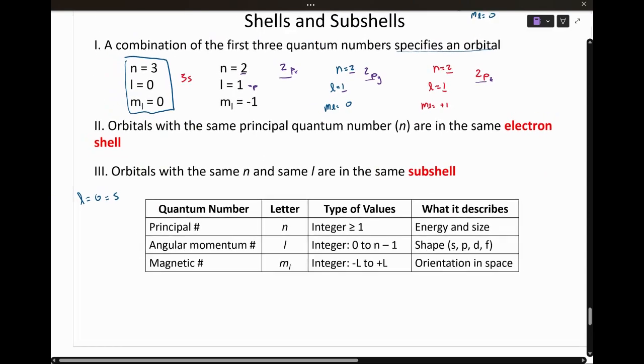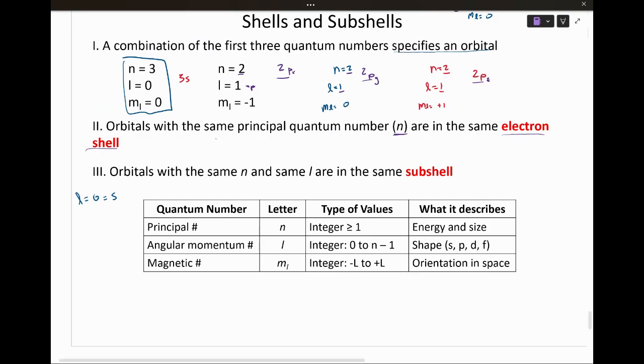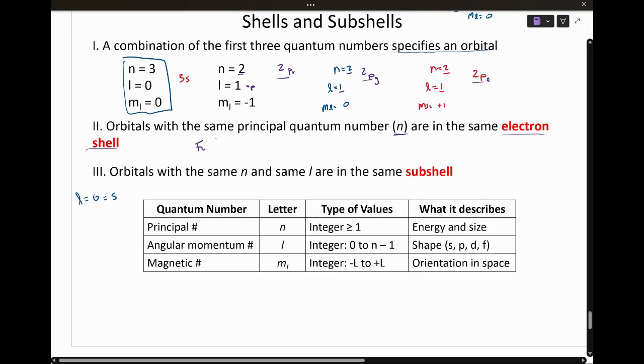Okay. Orbitals with the same principal quantum number, the same n value, are said to be in the same electron shell. They have loosely similar values for energy, and in the case of a hydrogen electron, they have the exact same energy. So, for example, 2s and 2p are in the same electron shell. Okay. Orbitals with the same n and L are in the same subshell.